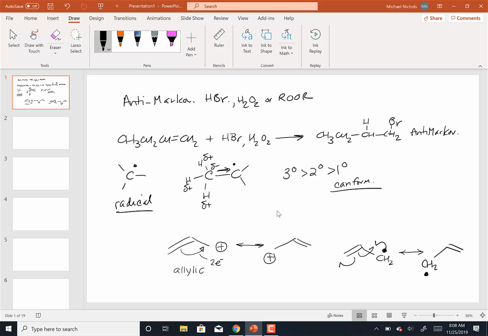So we're going to use the fishhook arrows today to write this mechanism because I'm going to move 1 electron at a time. That's a characteristic of a free radical reaction. We're going to have radicals and half arrows moving electrons 1 at a time. So allylic radicals are more stable than just a single primary radical because of additional resonance structures.